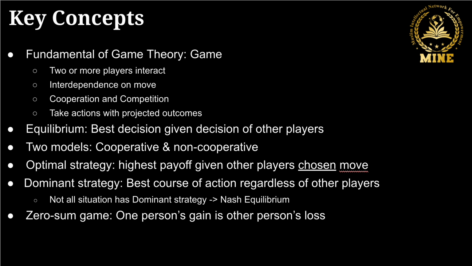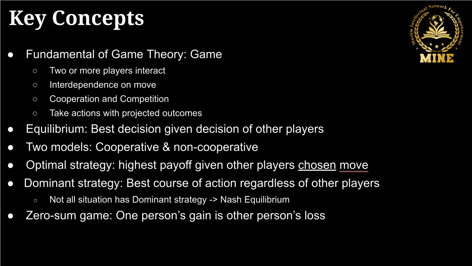And then there are the two models in games, which is cooperation and non-cooperation. Cooperative games, as in the game of Monopoly, and there are non-cooperative games from the get-go, like chess. Lastly, players have to take actions with projected outcomes.